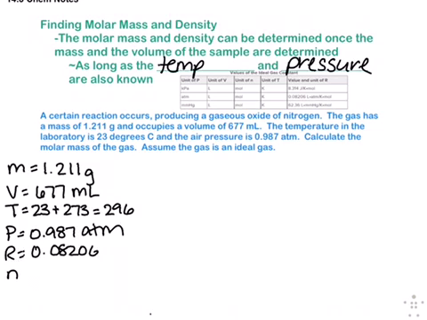0.08206. And we do not know our N value. So we will use PV equals nRT to solve for N. Our pressure was 0.987 times the volume. What do we need to do to the volume? We need to make it liters.